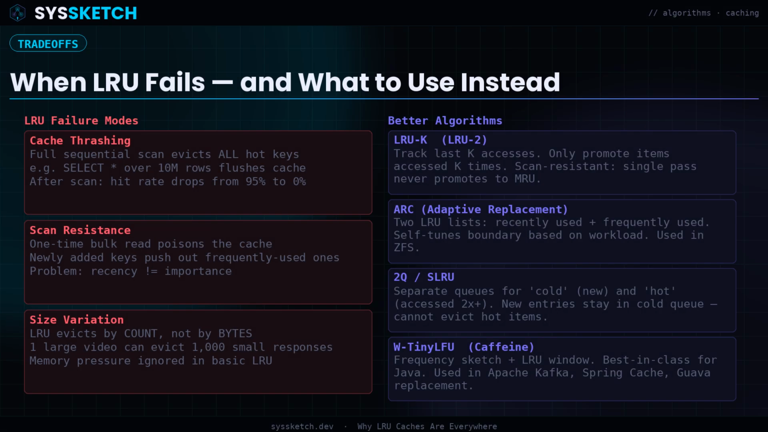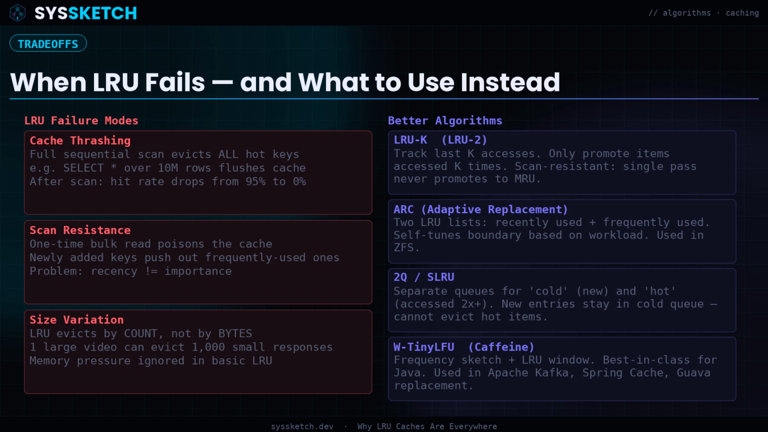LRU is not perfect for every workload. Sequential scans are its biggest enemy. If your code does a full table scan over 10 million rows, every row floods into the cache in order and evicts all your hot data. After the scan, your hit rate collapses from 95% to near zero. This is called cache thrashing.